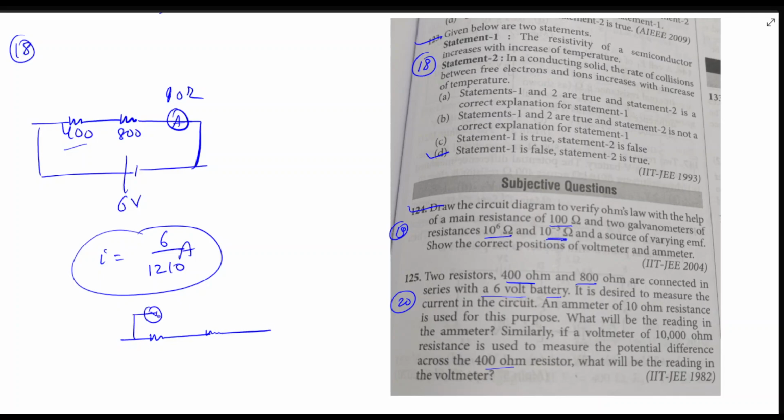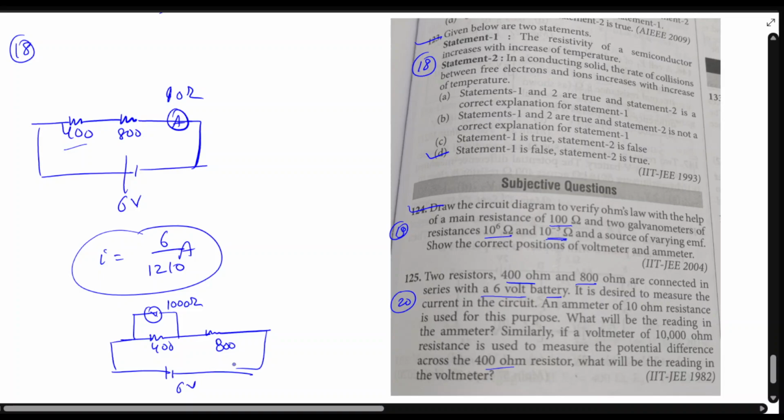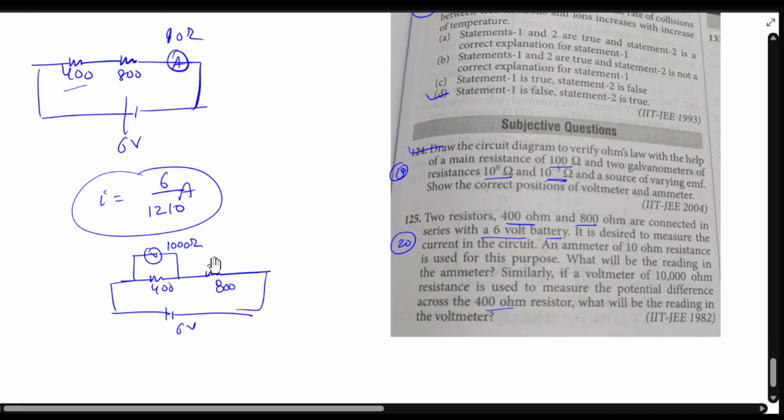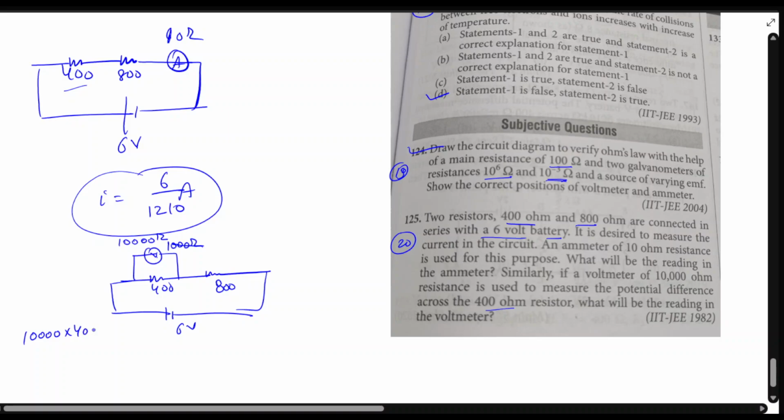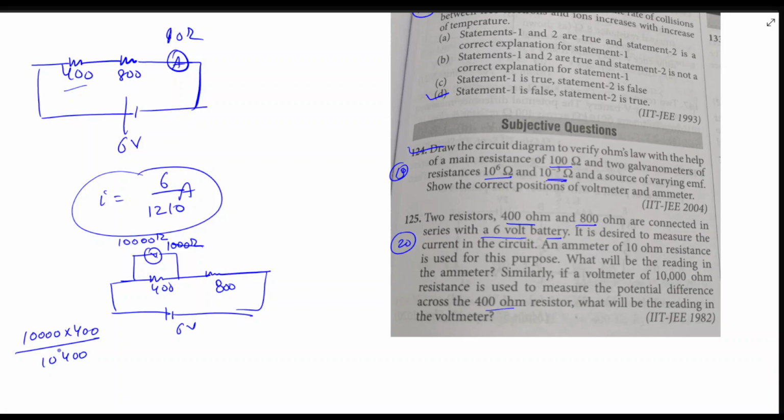So we have to connect this voltmeter in parallel with this. So this is 400, this is 800, right? 6 volt. Okay, this is 10,000 actually. So again, we can't ignore this, right? So let's just find the equivalent resistance between them. So it will be 10,000 into 400 divided by 10,400, right? So if I use the calculator really fast, what will we get?